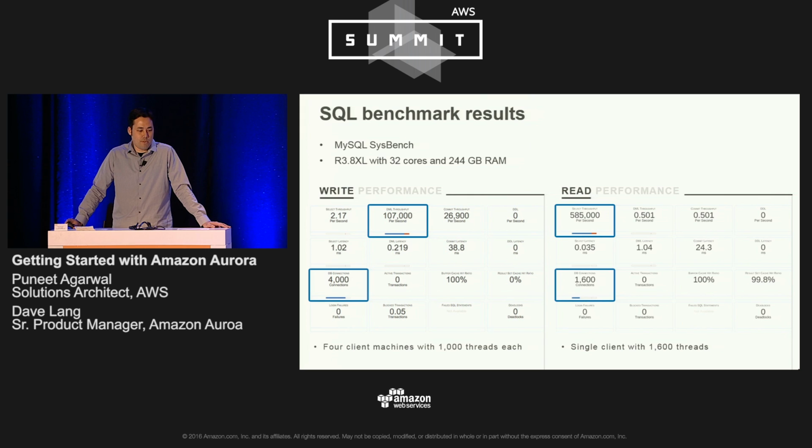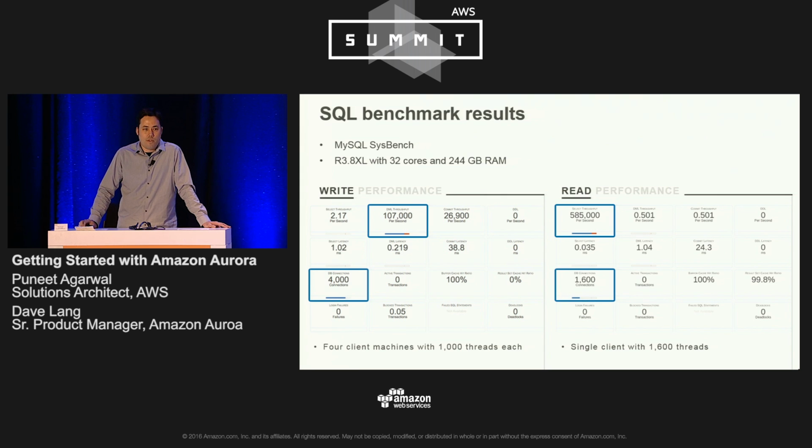We're running MySQL sysbench on our r3.8xl instances. So those are fairly beefy instances with 32 cores and 244 gigs of RAM. So this Aurora instance is able to achieve a little over 100,000 writes per second and 585,000 reads per second. So to put that in context, we pushed MySQL about as hard as we could on this machine, and this is about 5x higher than what we were able to achieve with MySQL. So we were pretty happy with these results. We actually wouldn't launch Aurora until we got to the level where we were this happy with the performance.